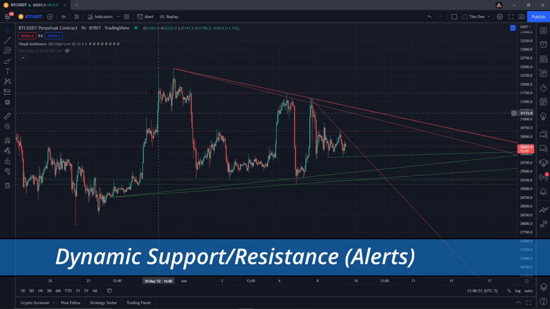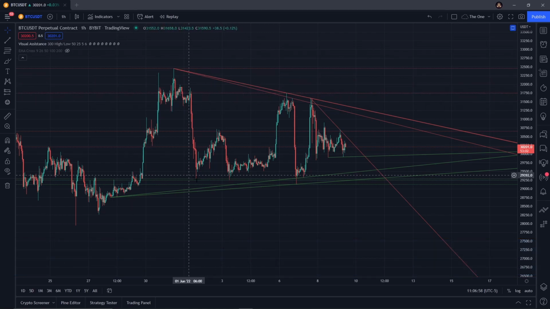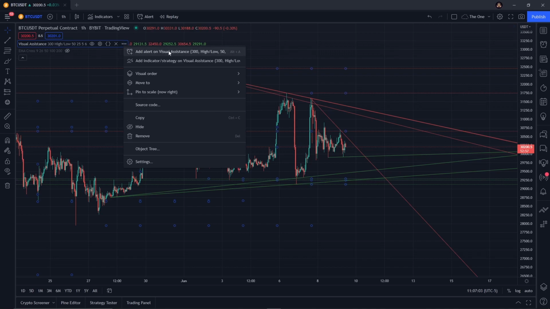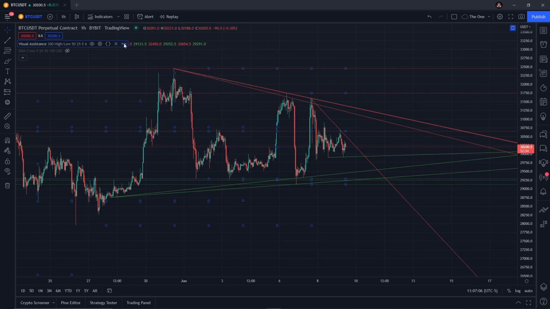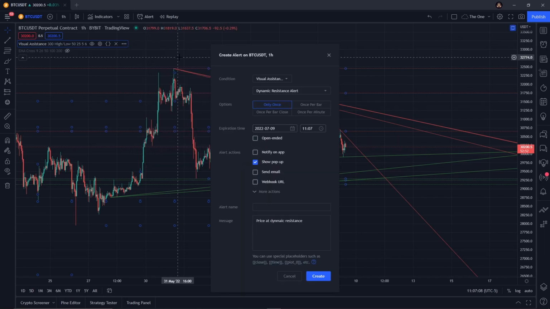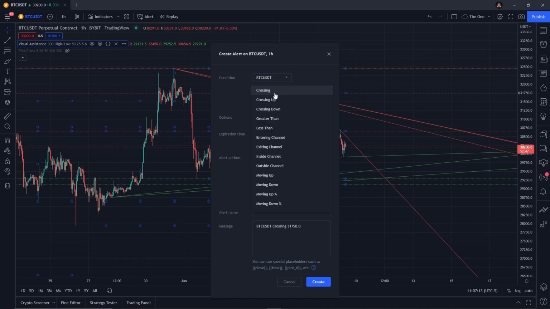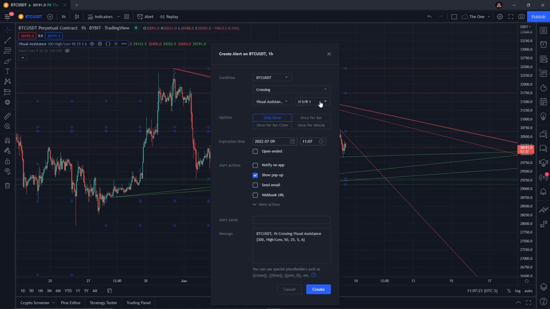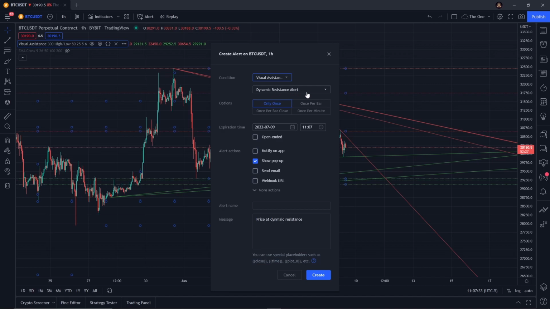Now we're going to take a look at setting alerts. So we already showed you earlier how to set an alert for the different horizontal support and resistance lines. Now we're going to go ahead and take a look at setting alert for dynamic support and resistance. So we're going to come right here. We're going to click on this, go to add an alert on visual assistance. Then we can see here, earlier we used BTC crossing, and it was either up or down the value of visual assistance, and then you had right here any of the plots that you could choose from. So now, instead of doing the condition here, we're going to go ahead and put visual assistance, and then when the option here is changed.